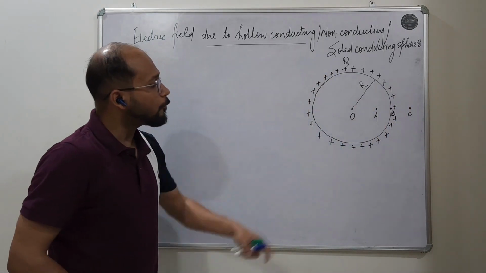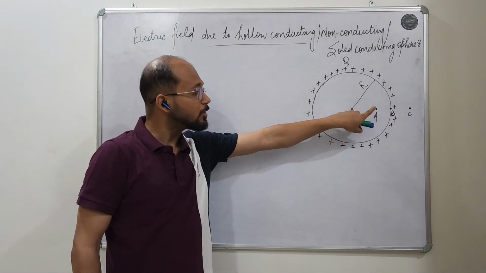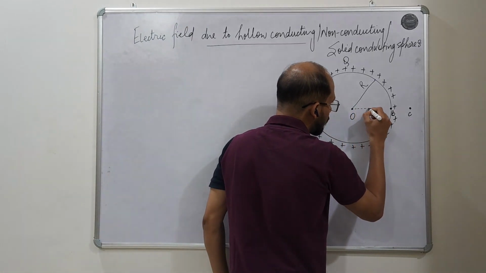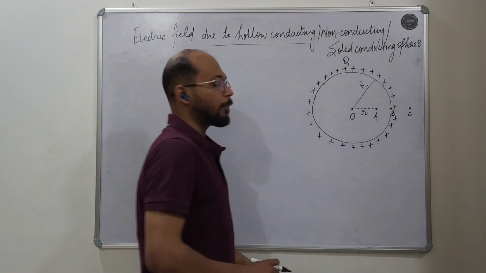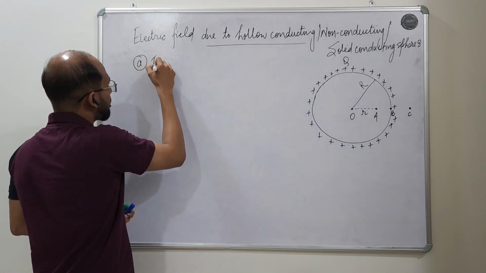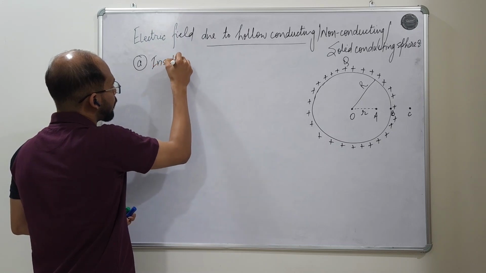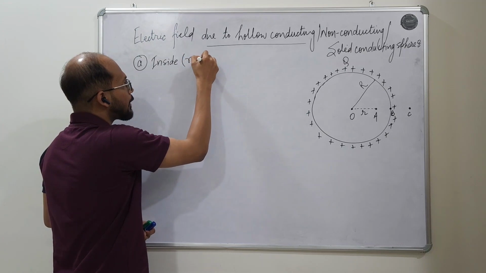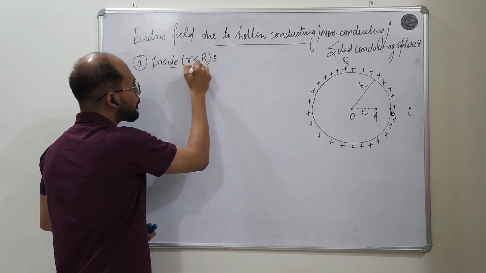Now we have to find the electric field at point A, which is inside the sphere. Suppose it is at a distance r from the center. For an inside point, we can say this small r is less than capital R, which is the radius of the sphere.